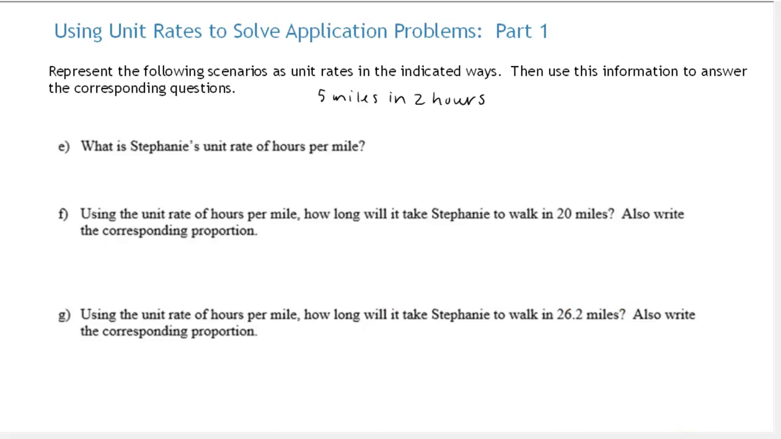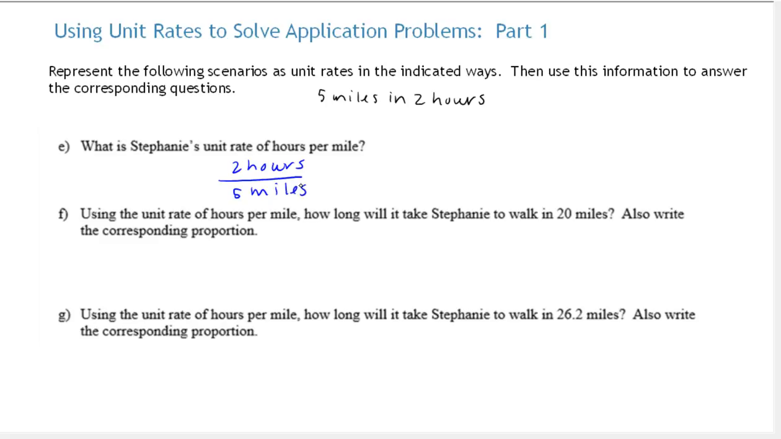Let's look at the next question. What is Stephanie's unit rate of hours per mile? So this will tell us how many hours it will take her to walk 1 mile. So I wrote the information we had from before. It was 5 miles in 2 hours. So to write hours per mile, it would be 2 hours over 5 miles.